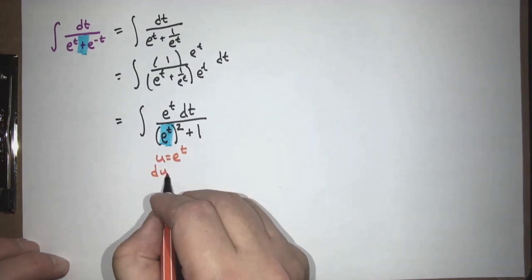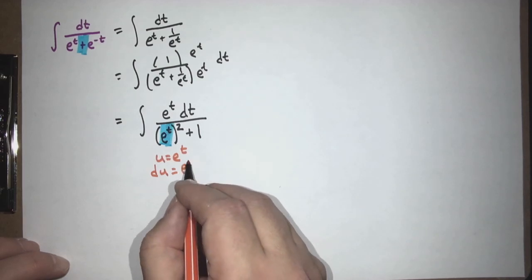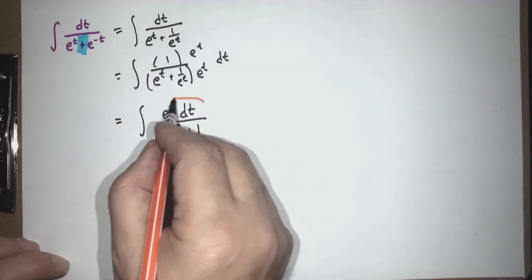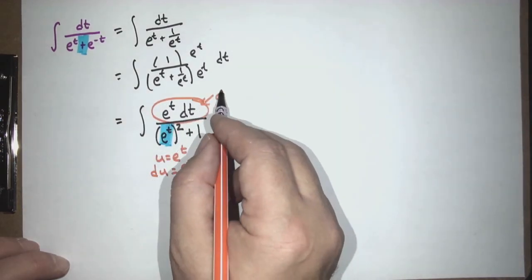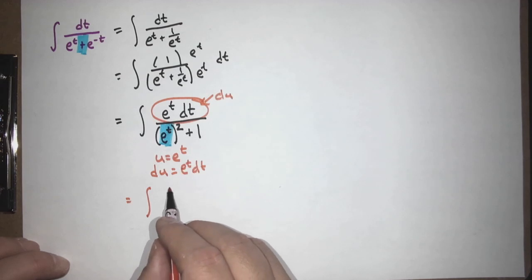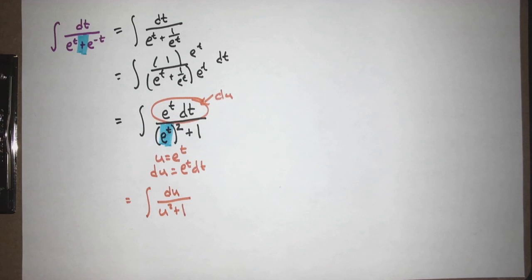What's du? E to the t dt. So when we talk about d, it means take a derivative. So it's like, here's our du. So what does our integral become? du over u squared plus 1. Now that looks a little bit simpler. There's no exponentials involved.